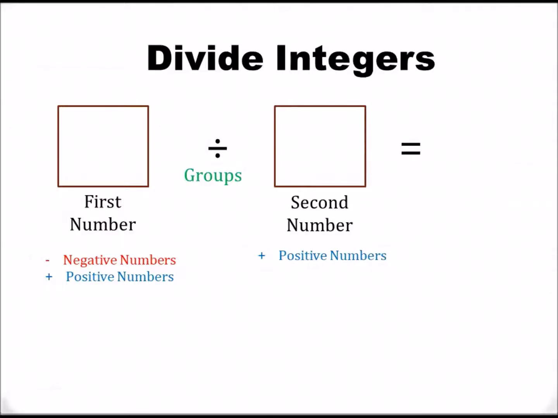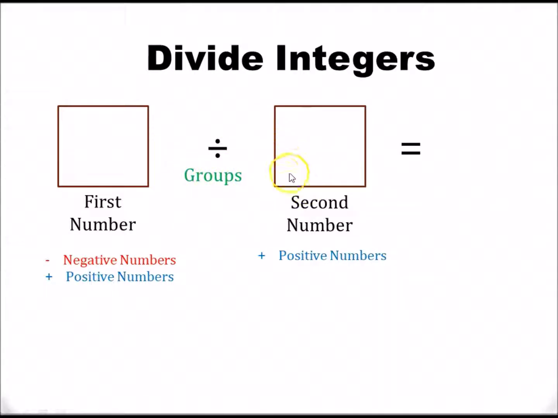This lesson is on dividing integers. This is very similar to the multiplication of integers. Our first number, right here in the box, is going to represent the negative and positive numbers, so you can have negative or positive numbers. Our division symbol right here is the same thing as in multiplication. It's talking about groups.